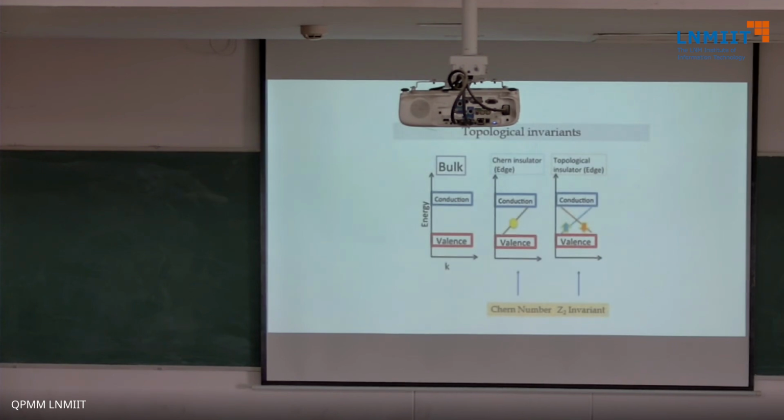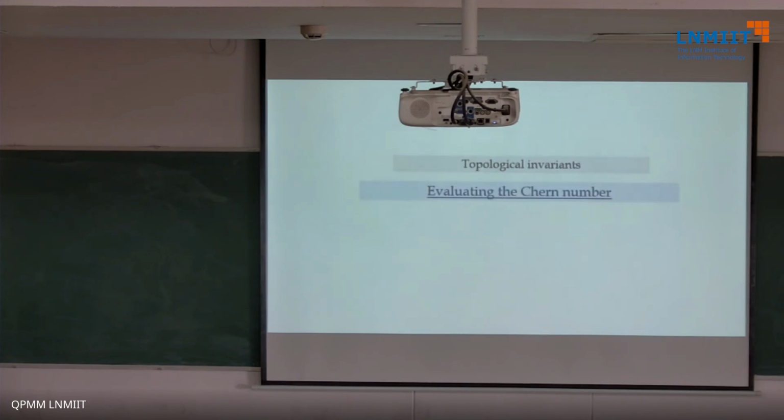And so these are some of the topological invariants. I mean this conduction and valence, etc. And there is a Chern insulator which has one mode like this, and another, the quantum spin Hall insulator. You need to calculate the Chern number or the Z2 invariant.